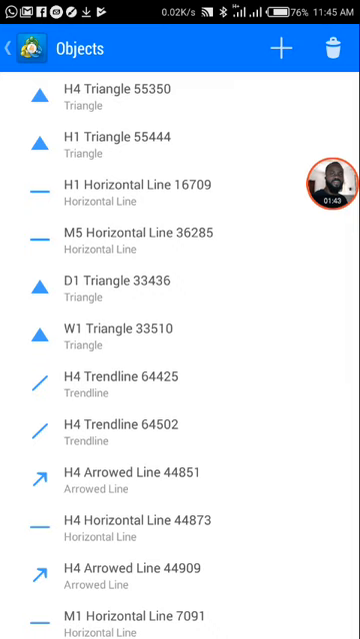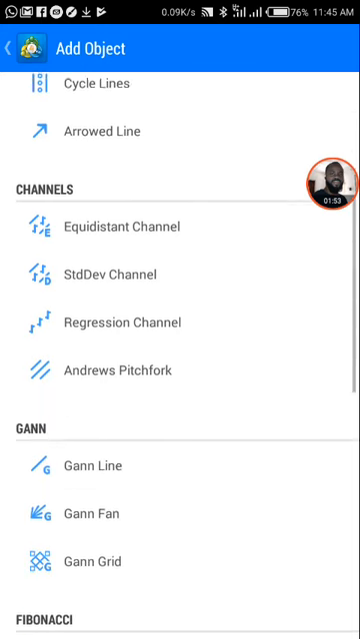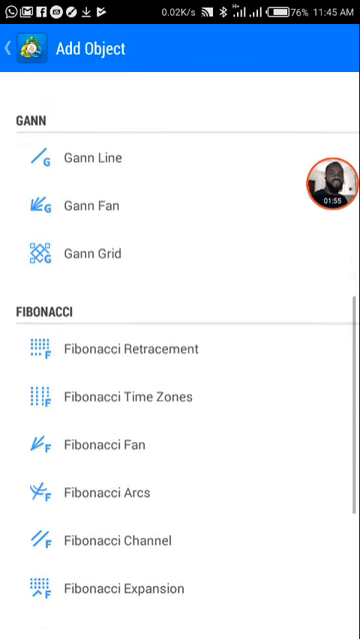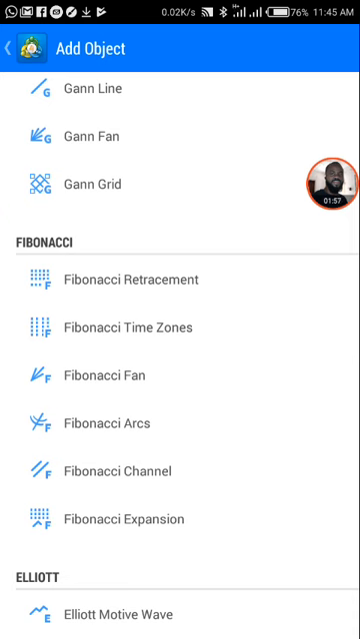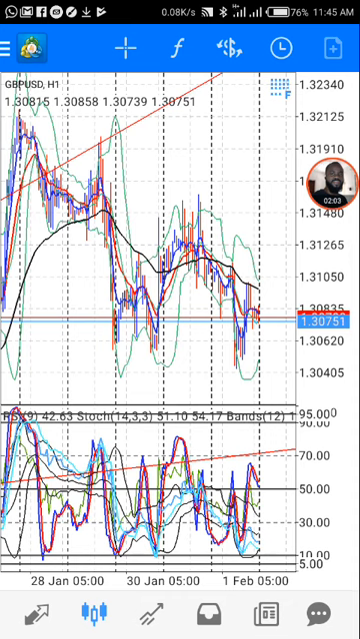Then you come to this plus sign. You see the plus sign on the top right hand side. You click on it. Then it will show you the tools you have, a lot of tools. Then you scroll up, look for Fibonacci retracement and click on the Fibonacci retracement you see there. Now you see the Fibonacci retracement has appeared on the top right hand side.